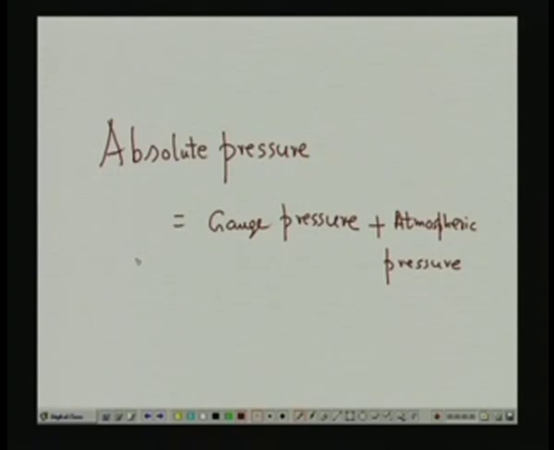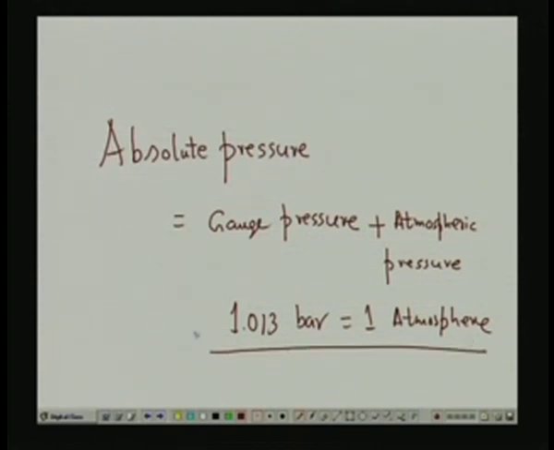The typical range for this U-tube manometer starts from 1.013 bar, as you know. 1.013 bar is equal to 1 atmosphere. It starts from that range. Now, let us look at the basic principle. The basic principle is like this.